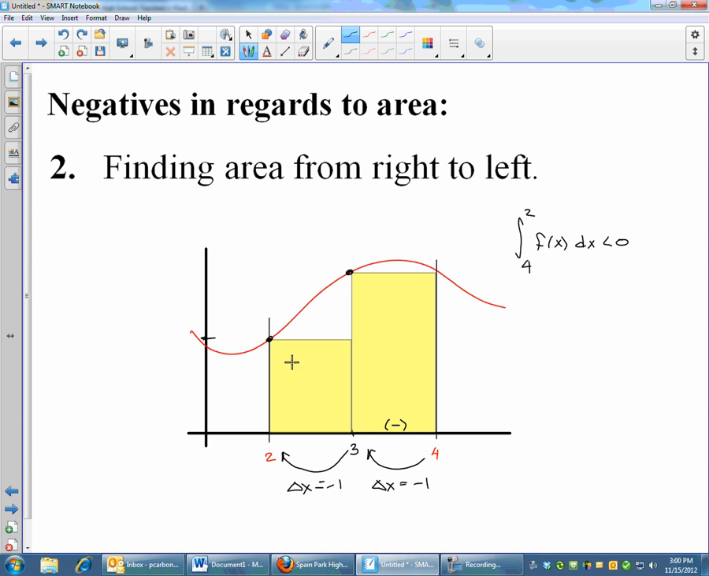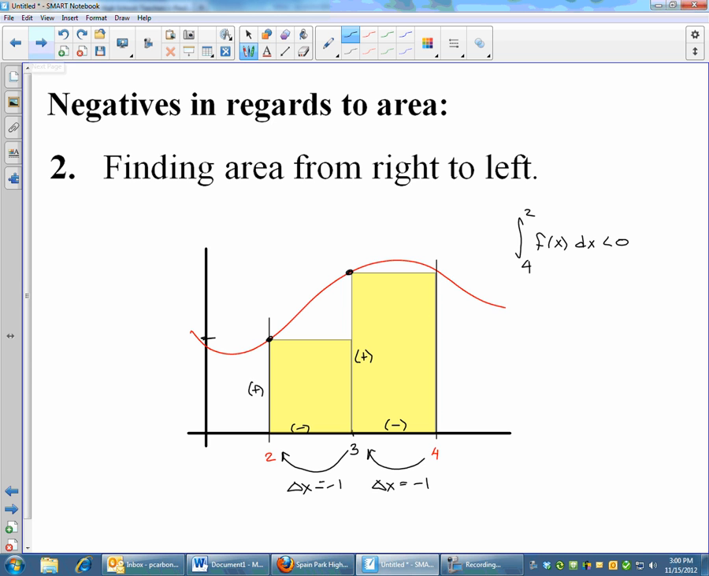All of these y-coordinates for the heights are positive. So I have a positive height and a negative base. And when you multiply positive times a negative, you do get a negative area. So if you're going from right to left and your function's above the x-axis, then you have a negative area.